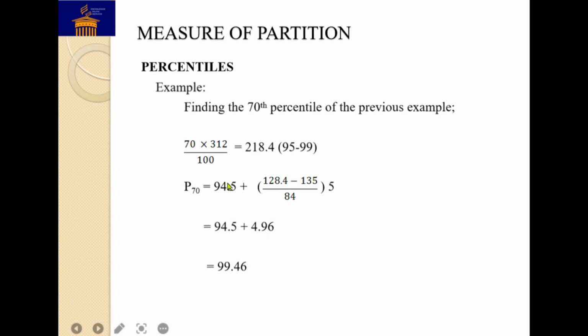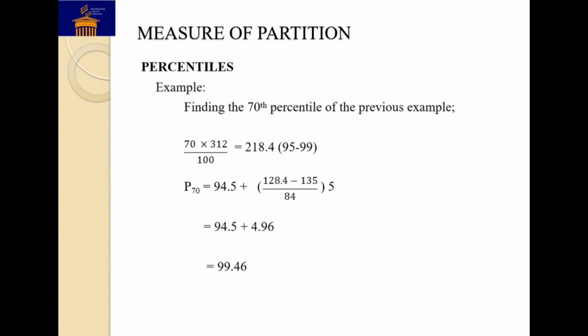I repeat, this is the lower class boundary of the 70th percentile class, 94.5. 218.4 as gotten here, minus the cumulative frequency before this class, that is 135, divided by the frequency of the 70th percentile class, which is 84, multiplied by the class size. And that gives us 4.96 plus 94.5. And that brings us to 99.46. So you can actually be asked to calculate any of the decile class, any of the quartile class, any of the percentile class, both for grouped and ungrouped data.